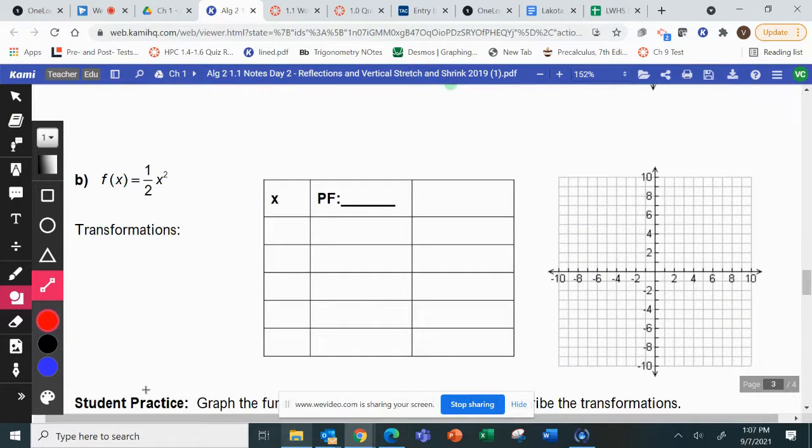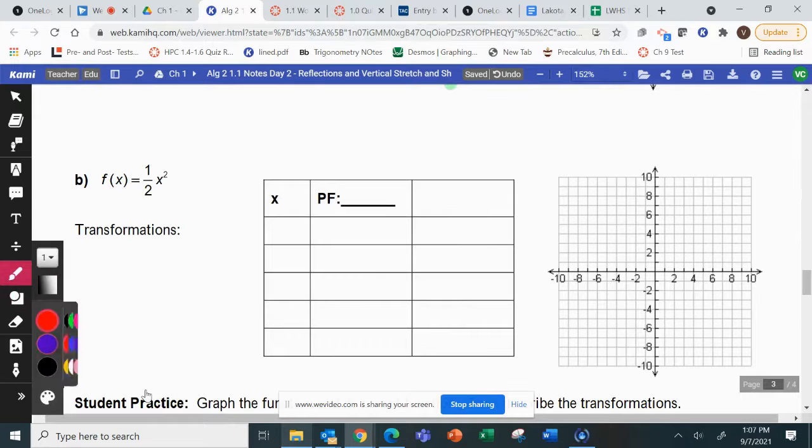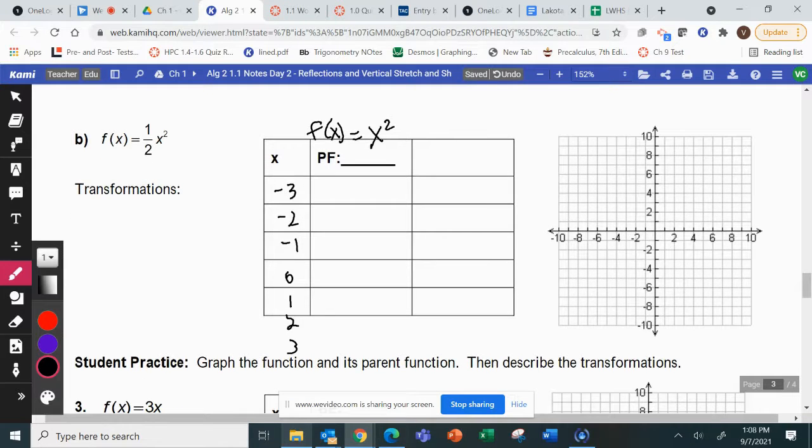How about B? We've got 1/2 x squared. So we first need our parent function. Carson, can you tell me what the parent function is? Yeah. So f of x is x squared is our parent function. So my parent function points for x squared would be -3, -2, -1, 0, 1, 2, 3. And then my y values, I just square all of those, and they all become positive. 9, 4, 1, 0, 1, 4, 9.